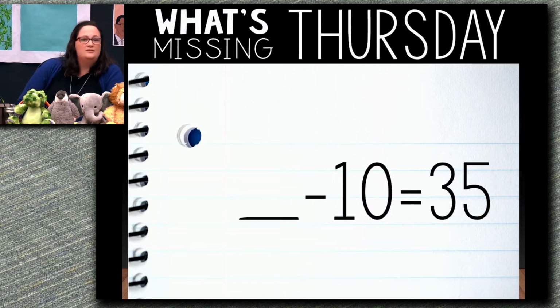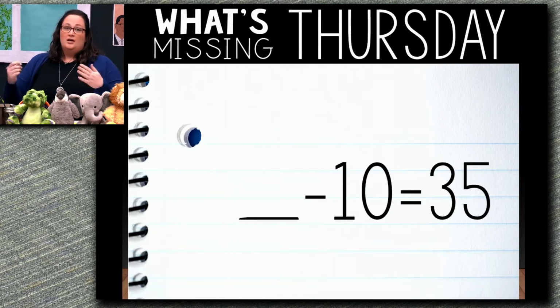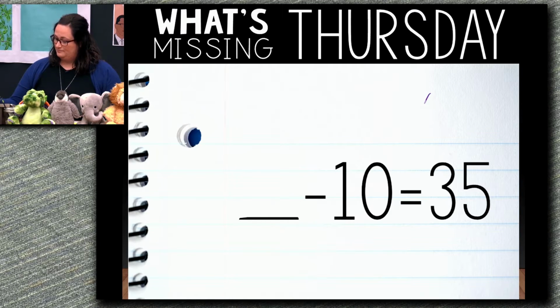Oh, man. Just when we're getting good, they switch it on us. Now they've given us different information. But we take a deep breath. Okay, what do we know? Oh, we know the part we take away is 10, and we know the difference is 35.